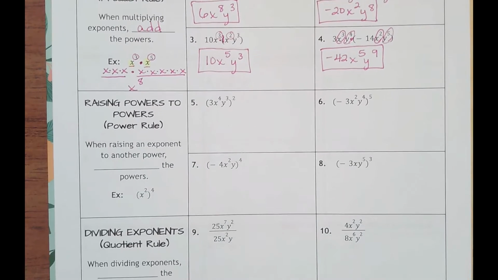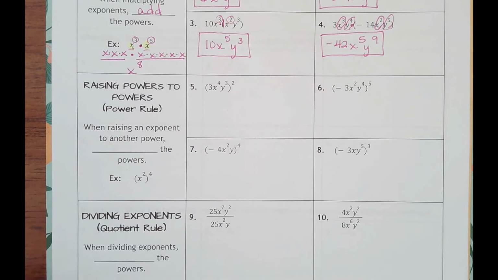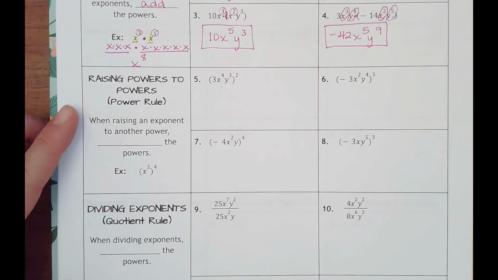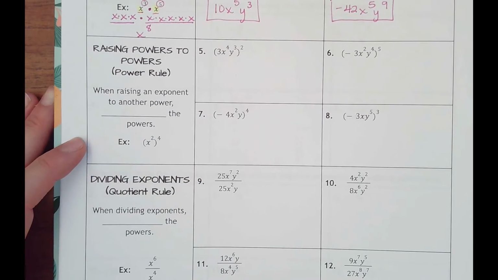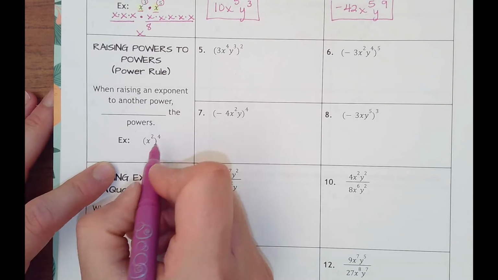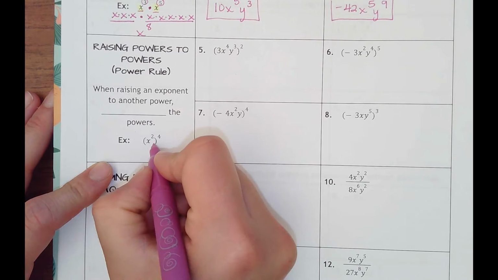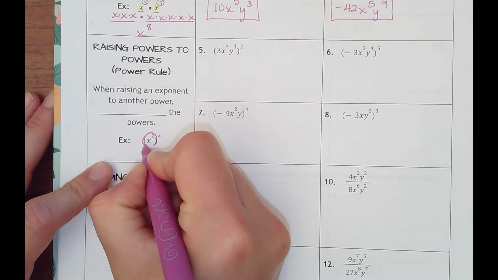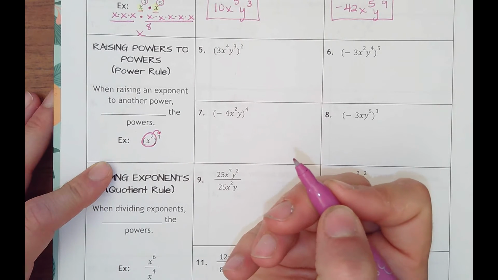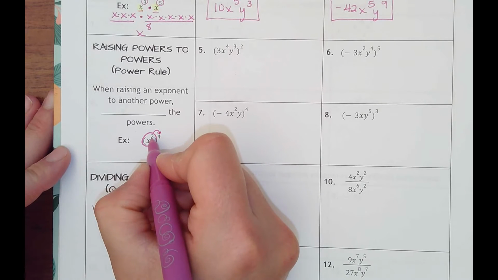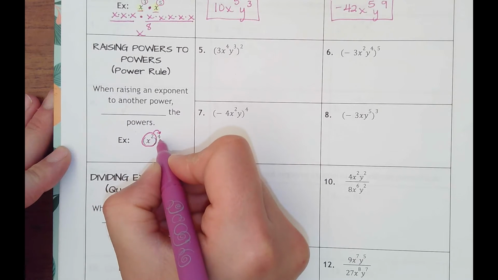All right, next section is talking about the power rule. Power rule is when you're raising a power to another power. I'll show you in an example before I tell you what to put in the blank here. So we have x being squared. This is happening and then it's raised to the fourth power. So that's what I mean by taking something that's already an exponent with a power to another power.